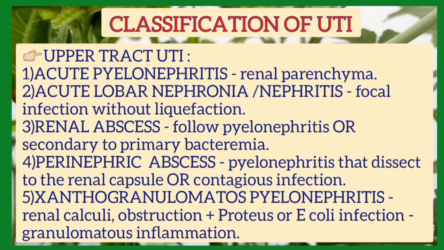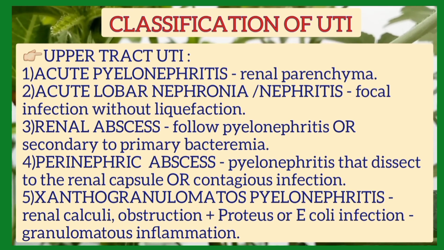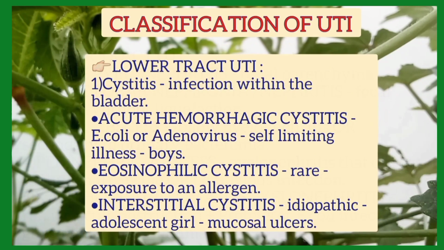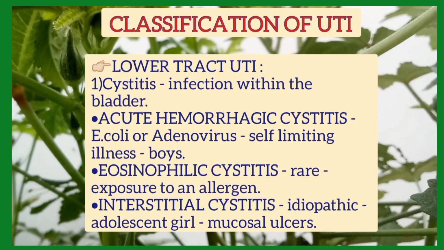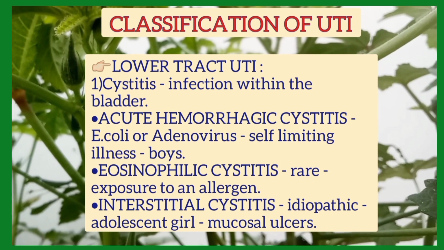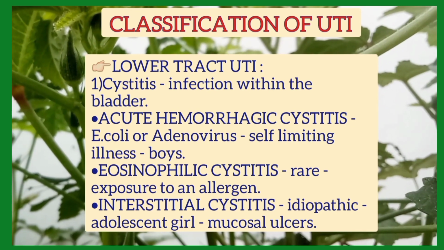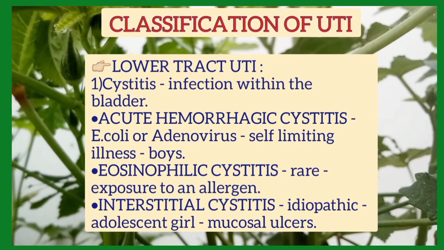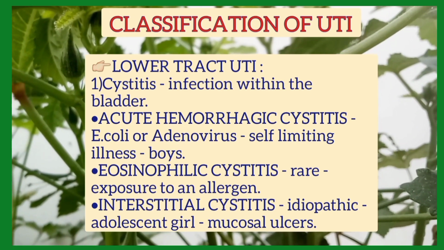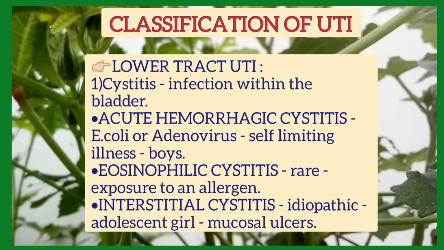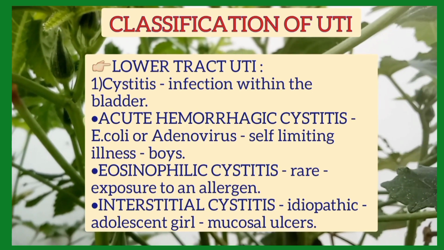And the last is xanthogranulomatous pyelonephritis. This is due to renal calculi obstruction plus Proteus or E. coli infection, and there is granulomatous inflammation in this case. Then there is lower UTI, which is cystitis, infection within the bladder. It may be acute hemorrhagic cystitis due to E. coli or adenovirus, which is a self-limiting illness in boys. Second type is eosinophilic cystitis, which is rare and is due to exposure to an allergen. And third is interstitial cystitis, which is idiopathic and is common in adolescent girls. In this, there are mucosal bladder ulcers.